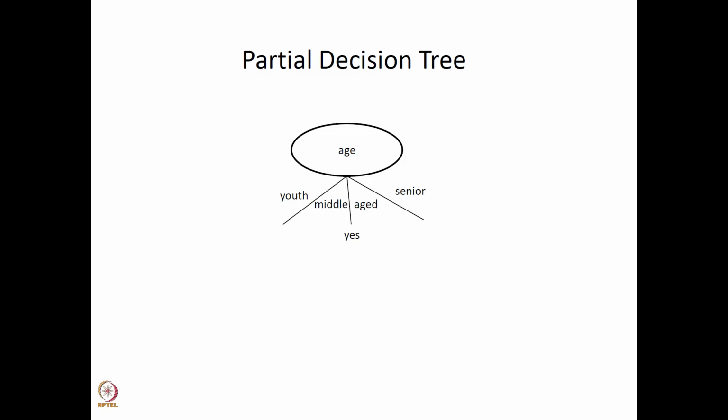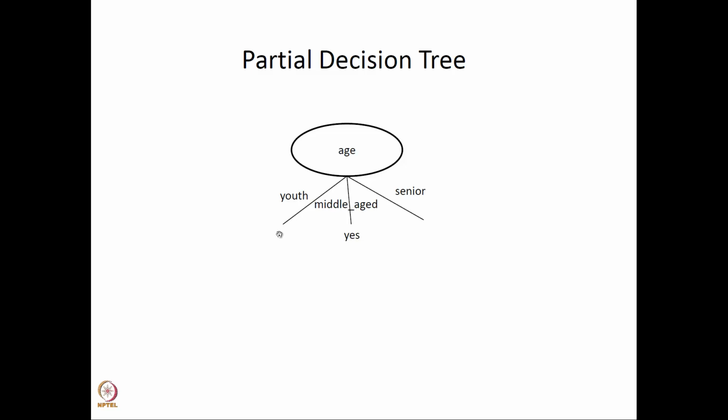Now we have created this partial decision tree, so how do we proceed? Essentially it is a recursive process. We started at the root node, and we were able to find the root node to be the attribute age. Now along each of the remaining branches where we have not found the node to be a leaf node, we have to repeat the same process.